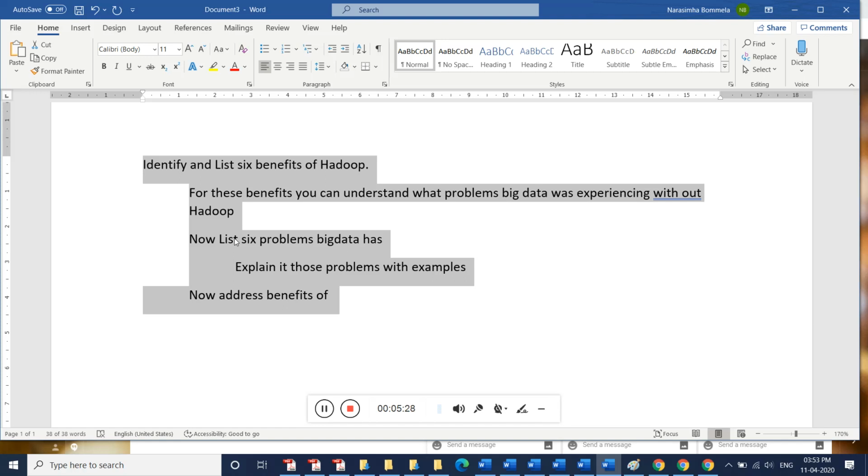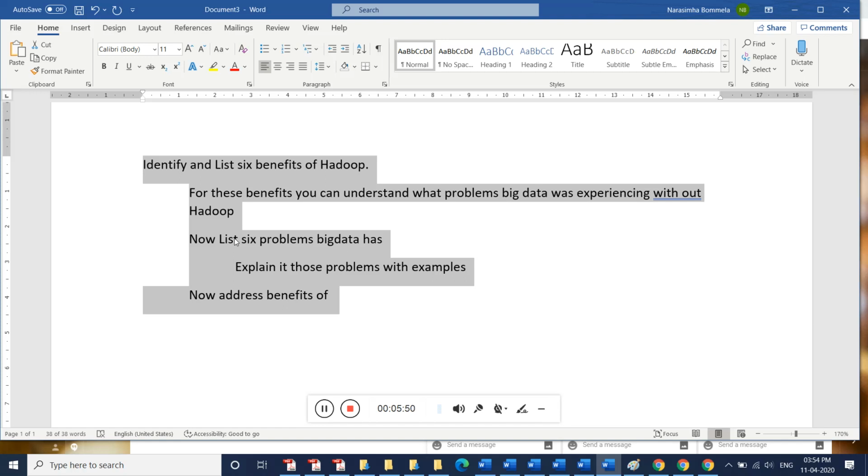Next, same kind of thing. Identify extraordinary things about MapReduce. What kind of activities it does, what kind of benefits it provides. Then identify what problems MapReduce is resolving. List those problems properly, and be brief. You can write in paragraphs, not in points. You can simply write everything in paragraphs.